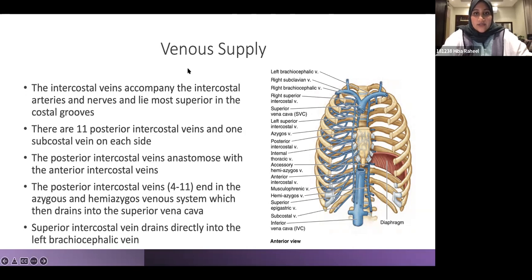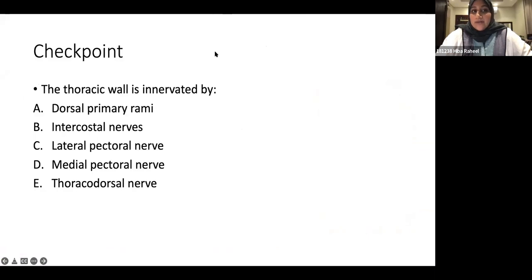Someone asked earlier about inspiration or expiration. The innermost muscle layer is involved in inspiration, not expiration. And is it active or passive? So I said that inspiration is active, okay? Passive is expiration. The muscles in our body are relaxed, so it's passive, and does not require much ATP. Okay, let's move on to the checkpoint.